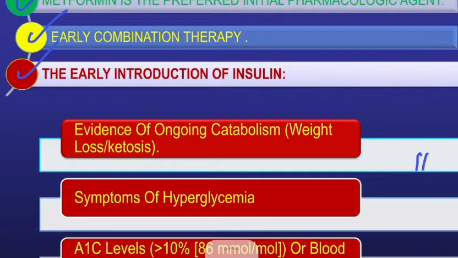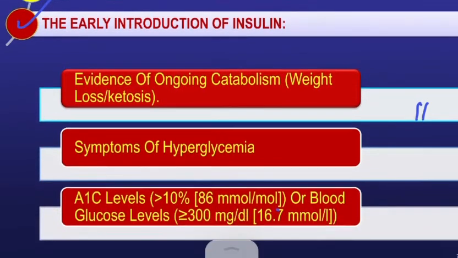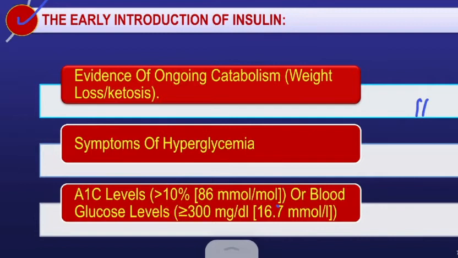Consider early introduction of insulin. Insulin eventually will be required in most patients with type 2 diabetes as pancreatic failure progresses, reaching the degree of failure of the pancreatic cells to secrete insulin. But early introduction of insulin should be considered in three conditions.